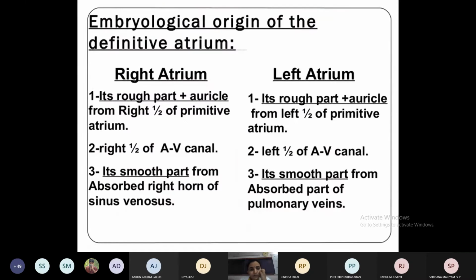Now, how are the right and left atrium formed? The right atrium, the rough anterior part, is formed by the right half of the primitive atrium, whereas on the left side, the anterior rough part is formed by the left side of the primitive atrium. The right half of the atrioventricular canal is going to form the right atrium and the left half of the atrioventricular canal the left. The smooth part of the right atrium is formed by absorption of the sinus venosus, whereas the left atrium's posterior smooth part is formed by absorption of the pulmonary veins.